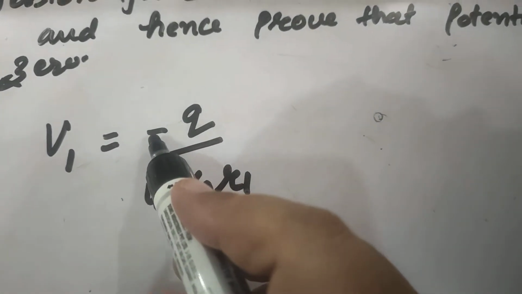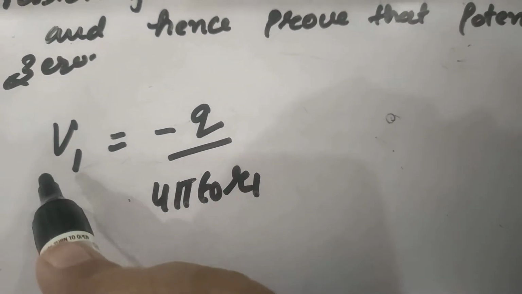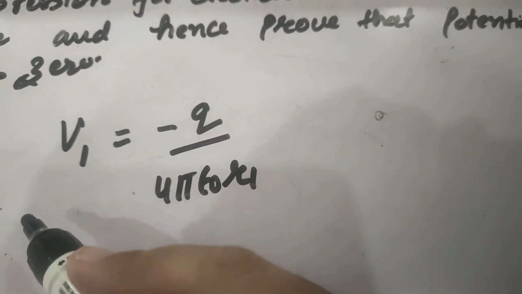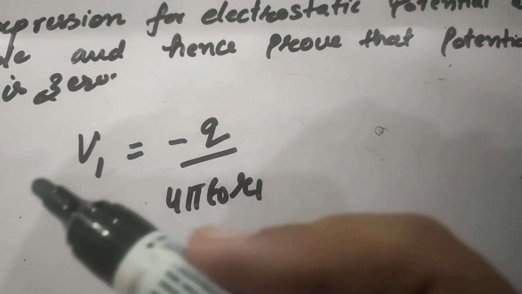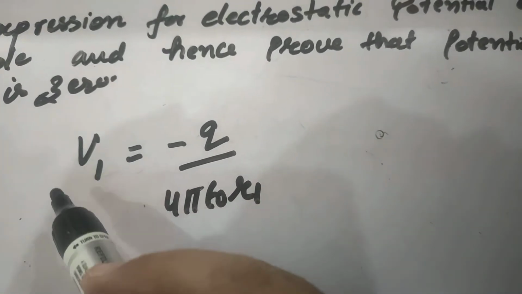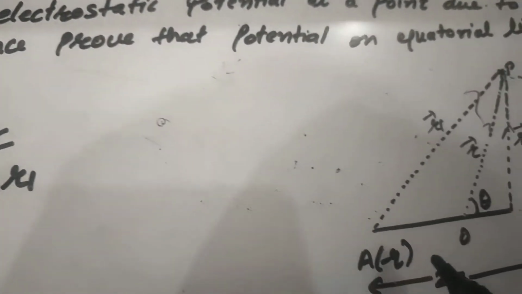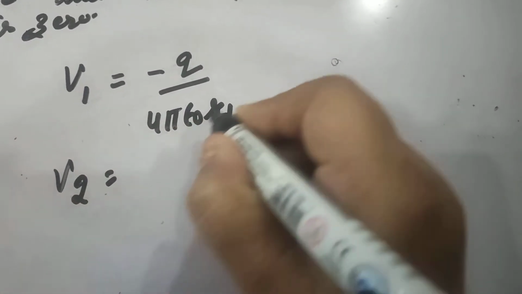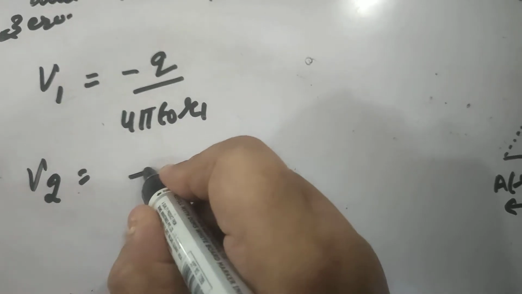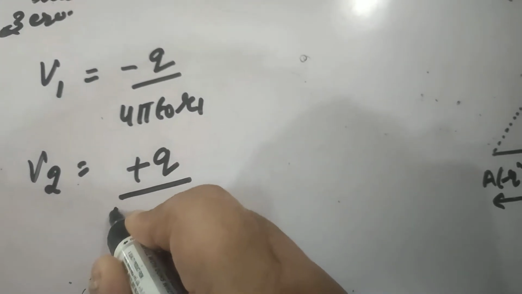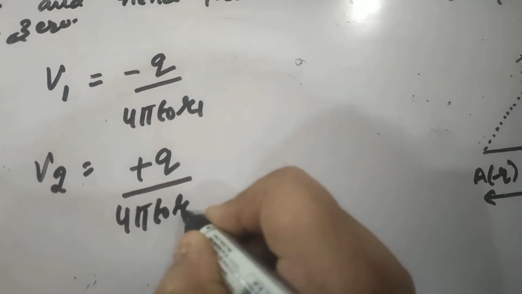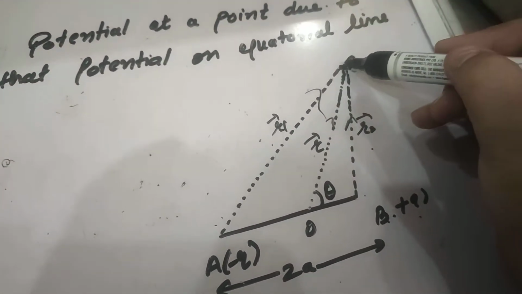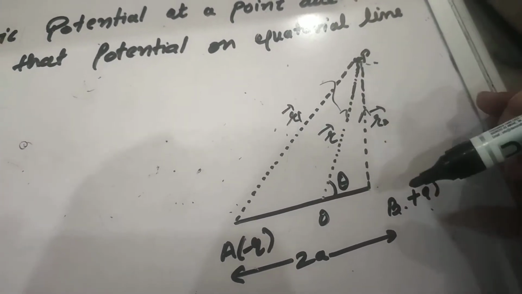Here minus is considered because the potential is a scalar quantity and it follows the additivity rules, like while adding or subtracting, we have to follow its sign. Here V1 is due to the charge minus Q at P. Similarly, V2 due to the plus Q charge can be calculated as plus Q upon 4 pi epsilon naught r2, since the plus Q charge is at a distance r2 from B, right?